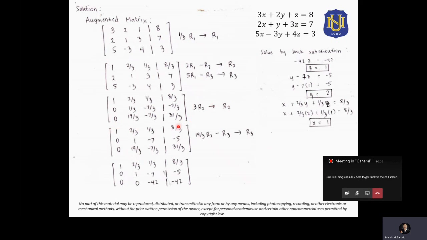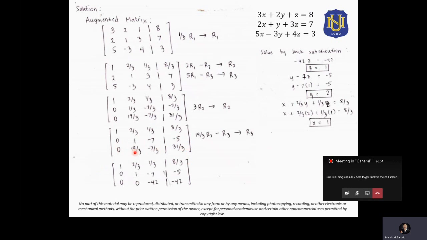Yung first row natin, it will be the same. Yung second row natin, it will be 3 times 1/3, that will be 1. 3 times negative 7 thirds, that will be negative 7. 3 times negative 5 thirds, that will be negative 5. So this will be the new second row. And then yung third row natin will be the same.